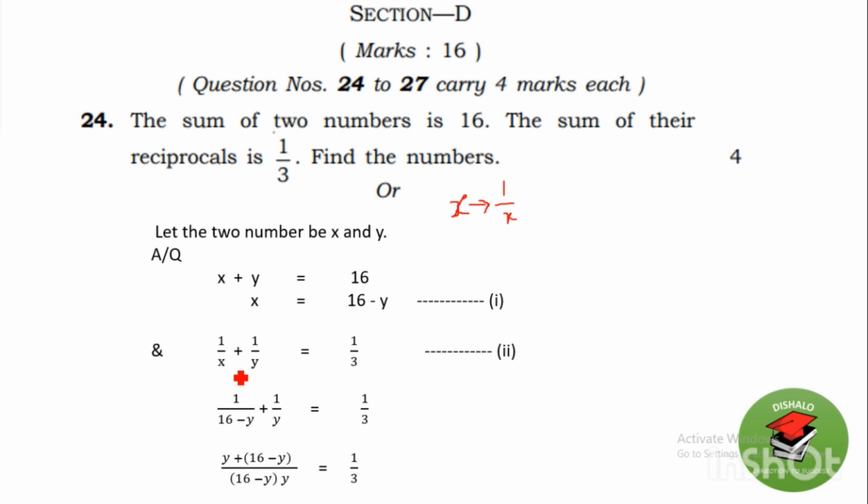Then take equation 2 and substitute the value of x, so that we will have just one variable and it will be easy to solve. Instead of x, I can write 16 minus y, because x is 16 minus y, in order to make it the same variable. Then we'll take LCM. In the numerator we get y plus 16 minus y, divided by 16 minus y whole thing into y, equals 1 by 3.